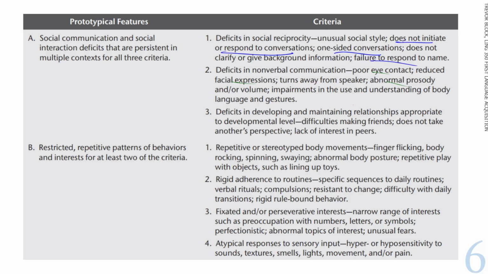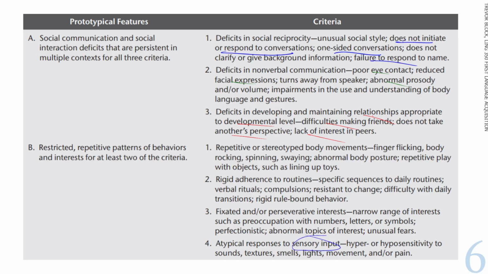Maintaining relationships appropriate to developmental level: difficulty making friends, does not take another's perspective, lack of interest in peers. So again, these are behavioral, and a lot of this is social, and this will, in some cases, affect language. So B, restricted repetitive patterns of behaviors and interests for at least two of the criteria. There's nothing really here that talks about language specifically, but one thing you'll notice with some people with autism is atypical responses to sensory input.